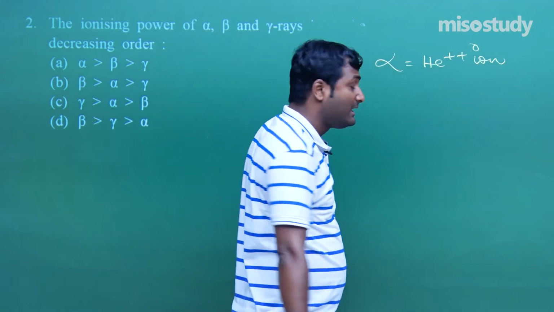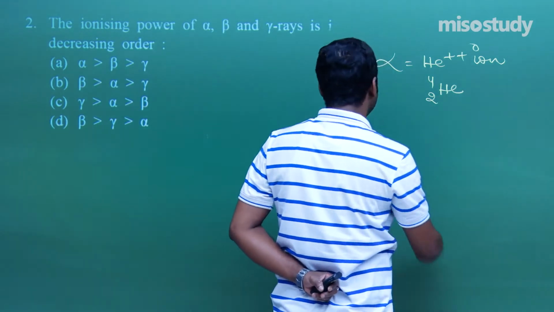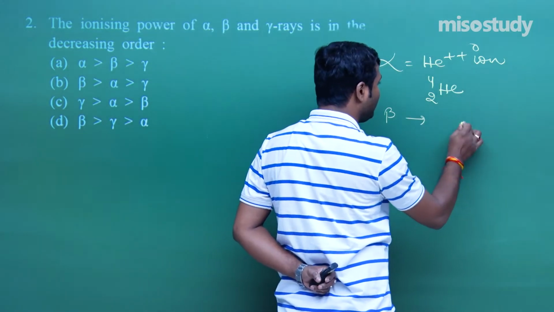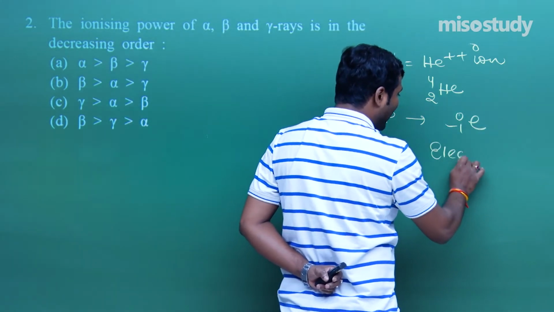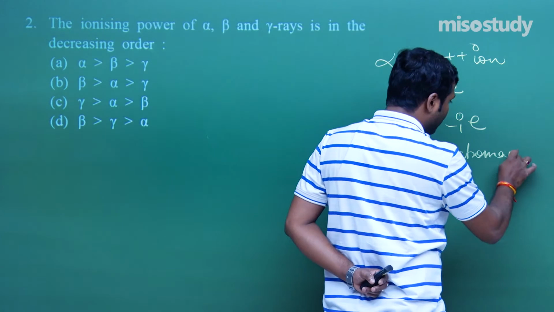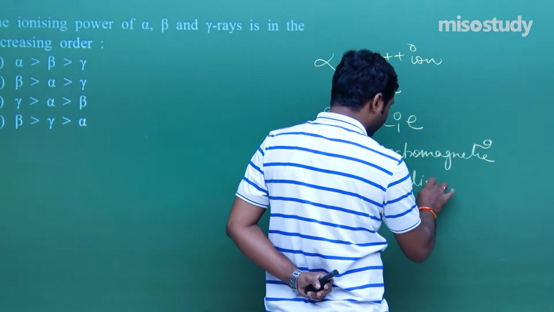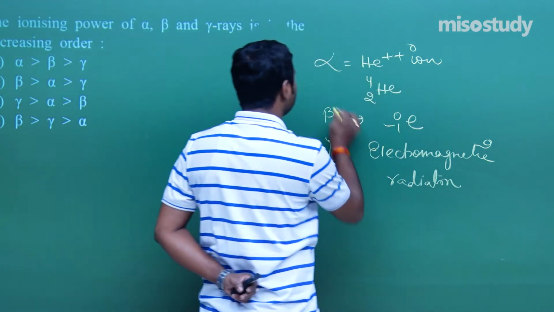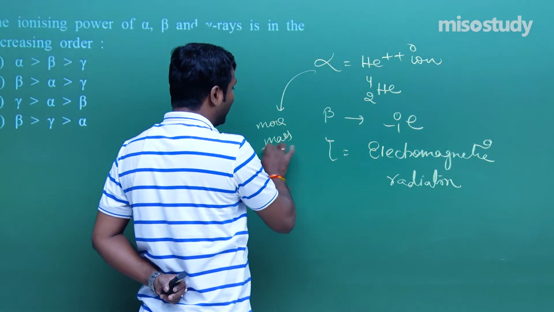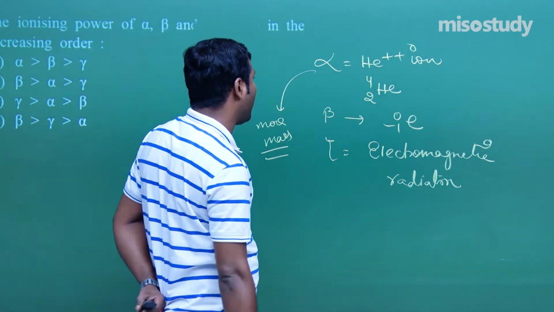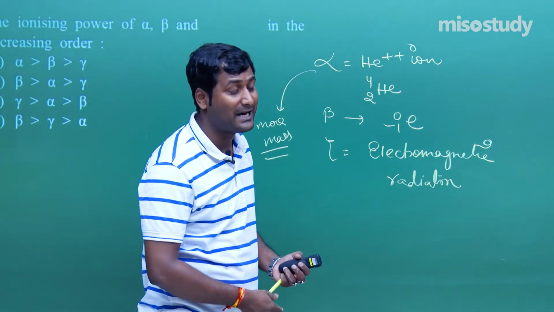And the symbol is ⁴₂He. Now, beta is the electron, that is ⁰₋₁e, and gamma is, we know, electromagnetic radiation. As we know, alpha has more mass in comparison to beta and gamma, so it will have a high value of KE, that is, it will have a high value of ionizing power.